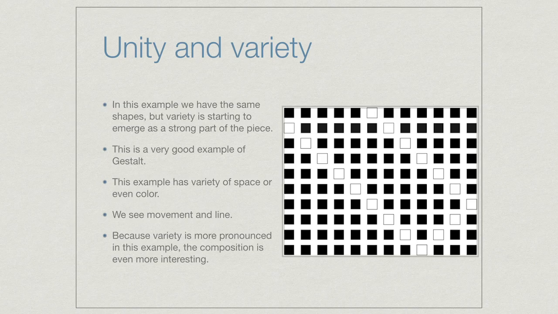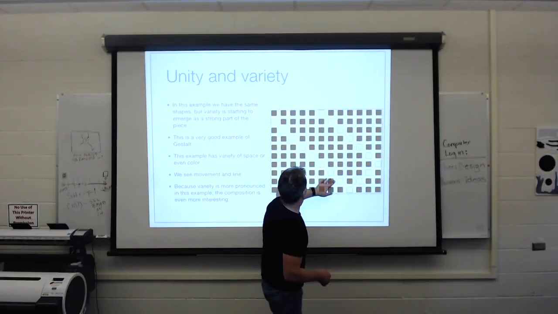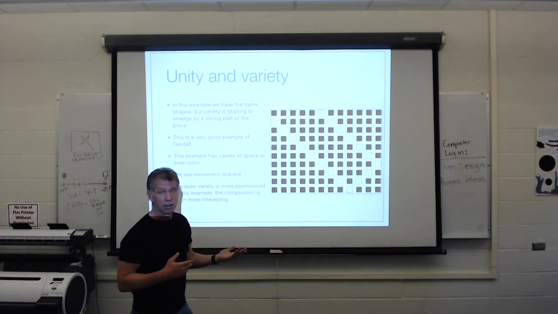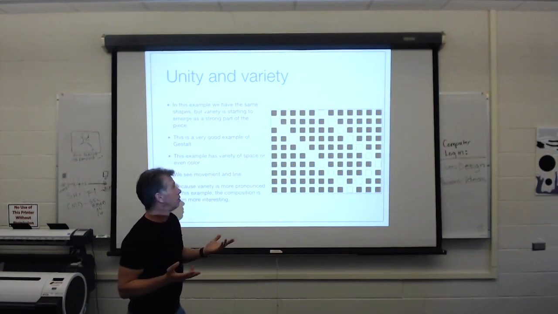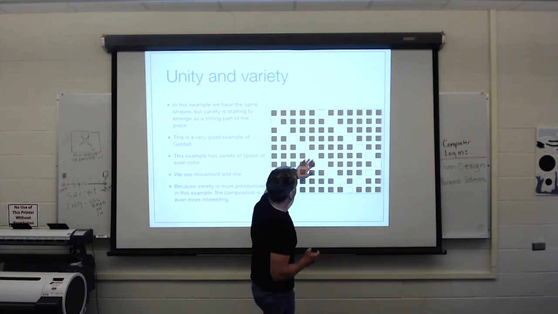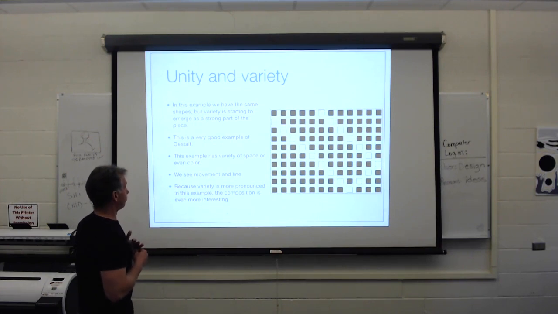In this example, we have the same shapes, but variety is starting to emerge as a strong part of the piece. We could say that this piece is about something, right? Again, Gestalt. Our eyes look at this, and we're trying to understand what's happening here. If it wasn't for variety, this would be boring. This would just be those shapes. Variety is pushed into this composition to a point that all of us, I think, would agree that it's much more interesting.